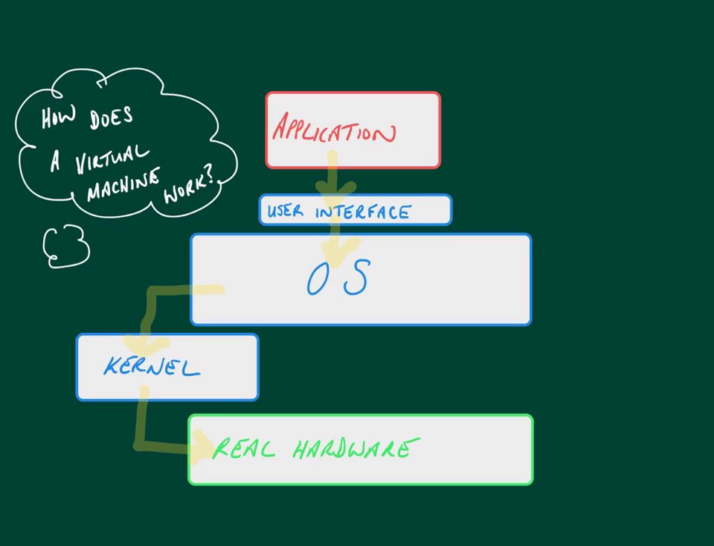So just to recap, iMovie communicates with the Mac OS user interface in the virtual machine. That Mac OS virtual machine has its own kernel, okay, and the Mac OS kernel, which is inside the virtual machine, has the ability to communicate outside of the virtual machine with the real hardware.